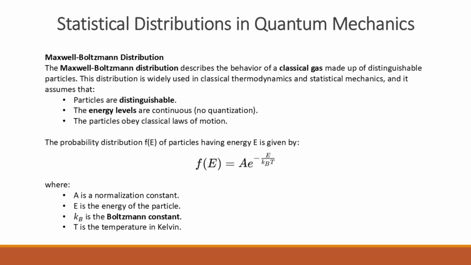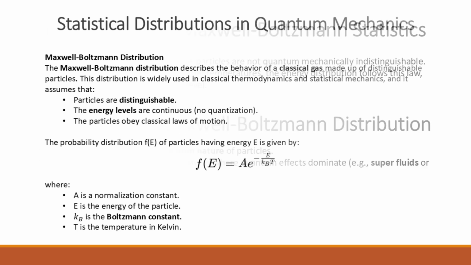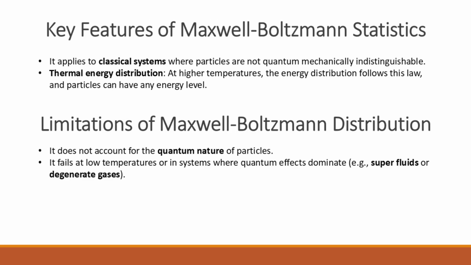The mathematical formula we see here represents the probability of finding particles at a specific energy level. Notice how the distribution depends on temperature. As temperature increases, particles can access more energy states, creating a wider spread of possible energies. The Maxwell-Boltzmann distribution provides a classical statistical description of the distribution of particle energies in a system.